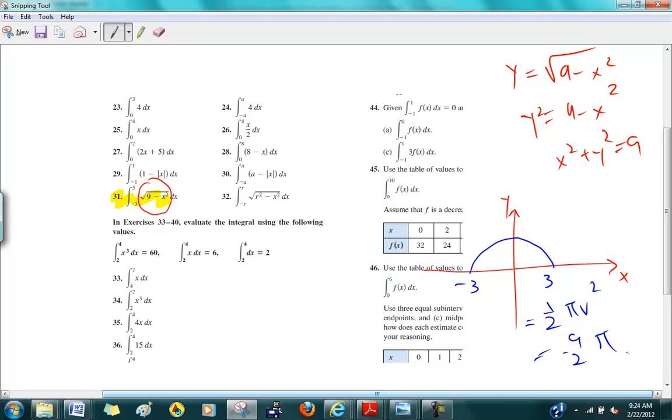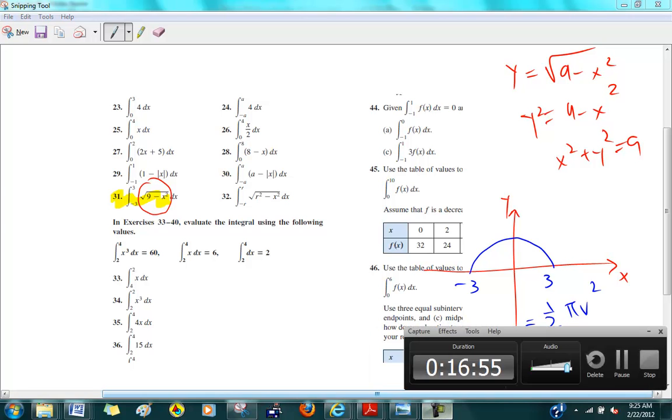Okay? And then you're doing 27. What's 27? Well, I guess you need to sketch that to see what 27 is going to look like. I'm not going to tell you. You've got to figure it out.